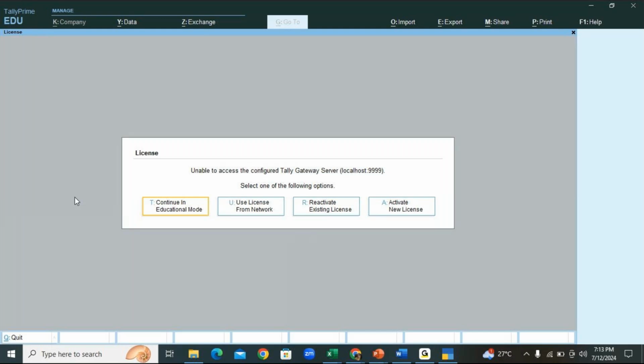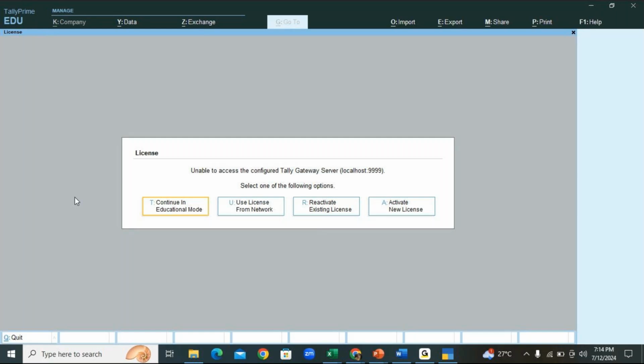four options. One says continue in education mode. Second one says use license from network. Third one says reactivate existing license. Fourth one says activate new license. Continue in education mode is what we will be working on, so you don't have to pay for your software.